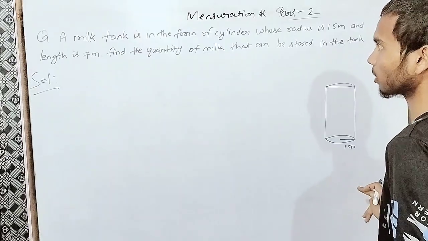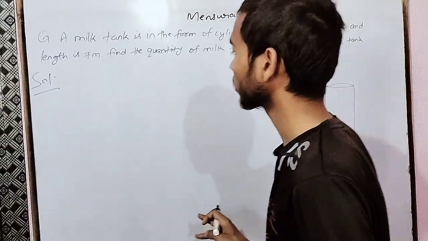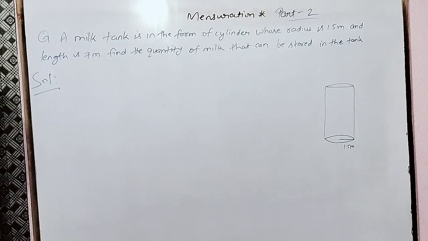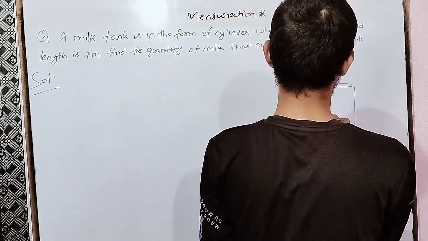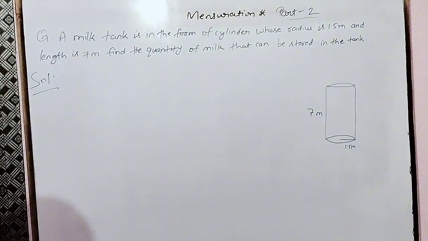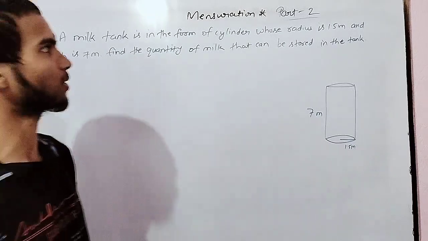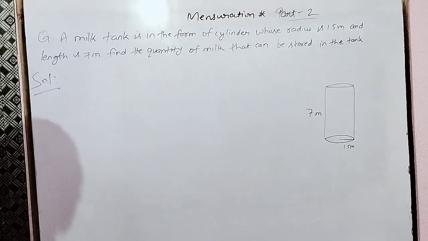Find the quantity of milk that can be stored in the tank. Length, I hope, is the height. A milk tank is in the form of a cylinder whose radius is 1.5 meter. Length is 7 meter. Find the quantity of milk that can be stored in the given tank.